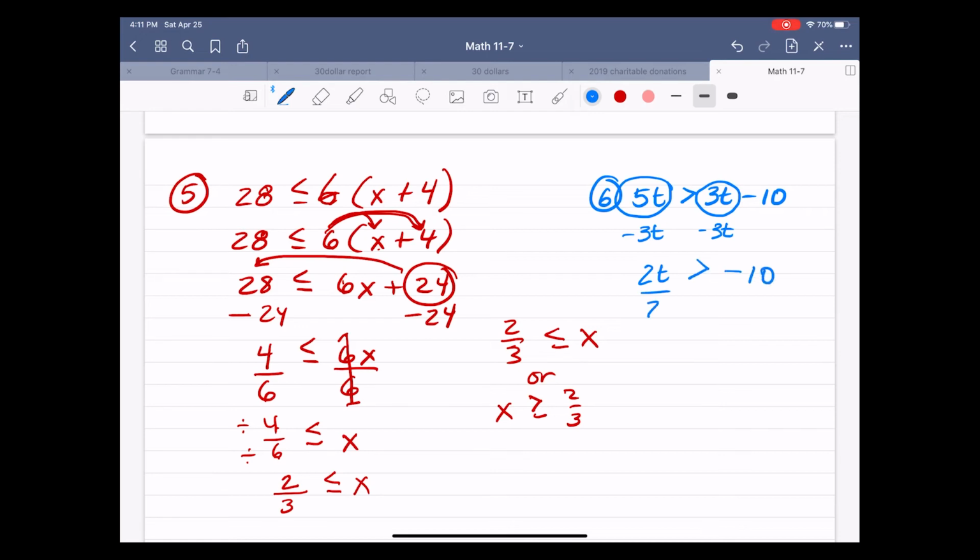I'm going to divide by 2. If I divide the left, I got to divide the right. 2 divided by 2 is 1. 1 times t is greater than negative 5.